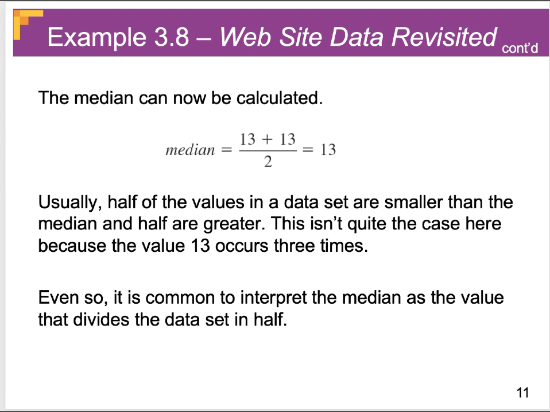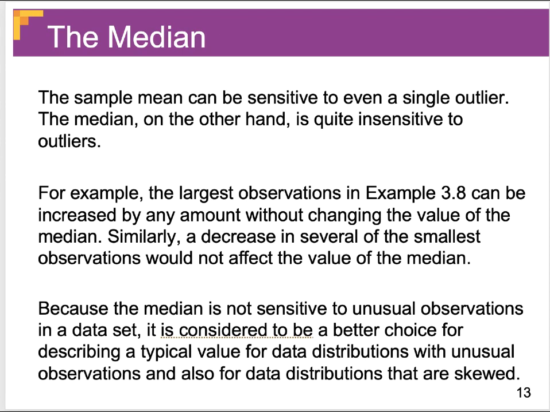You can think of the median as the value that divides the data set in half, even if it's not actually one of the values in the distribution. Because the sample mean uses every value in the calculation, it's going to be sensitive to a single outlier. But because the median is simply looking at the middle value, it's quite insensitive to outliers.